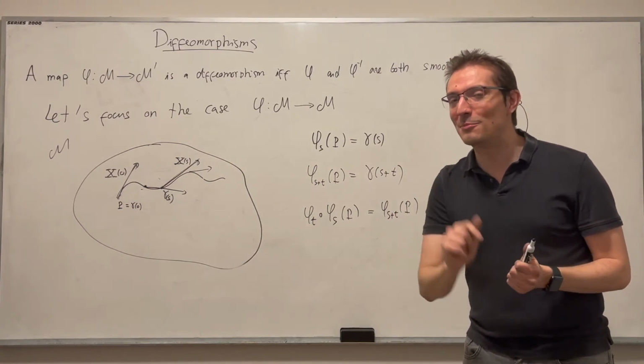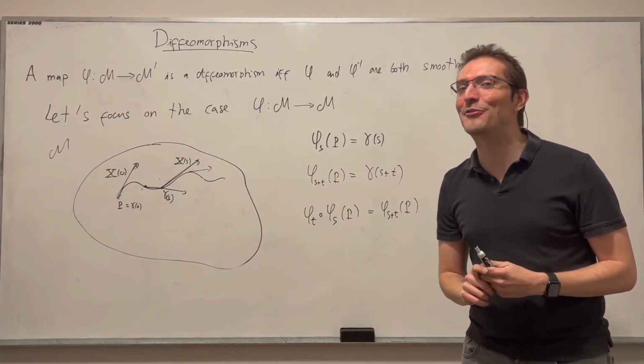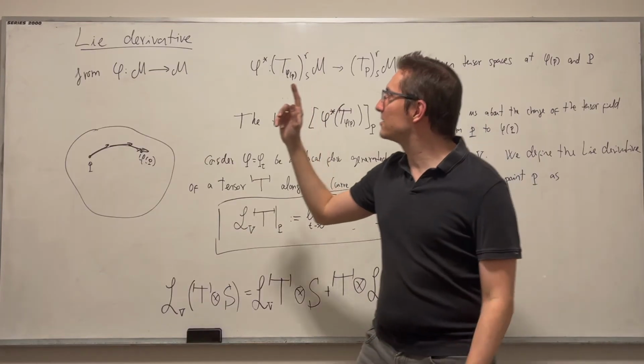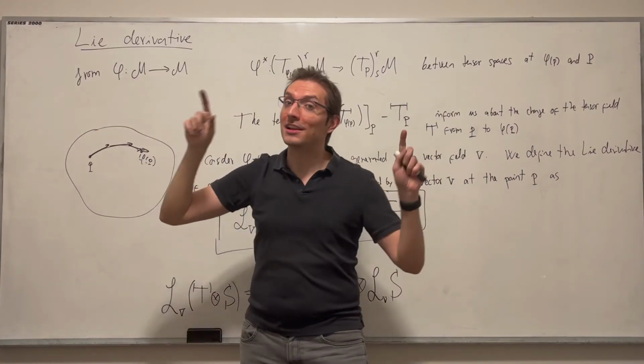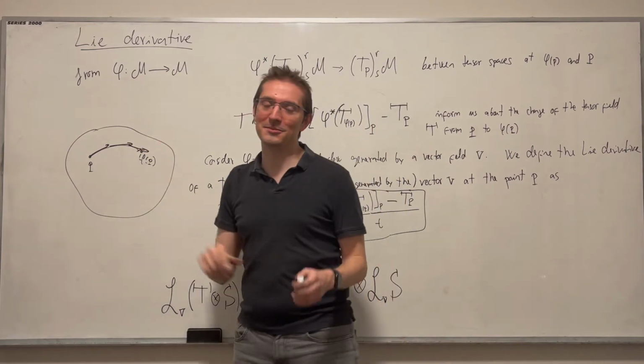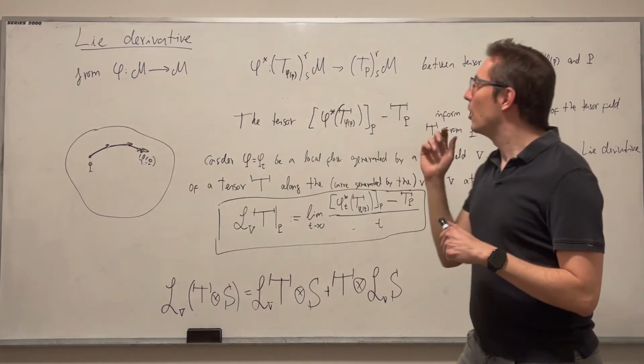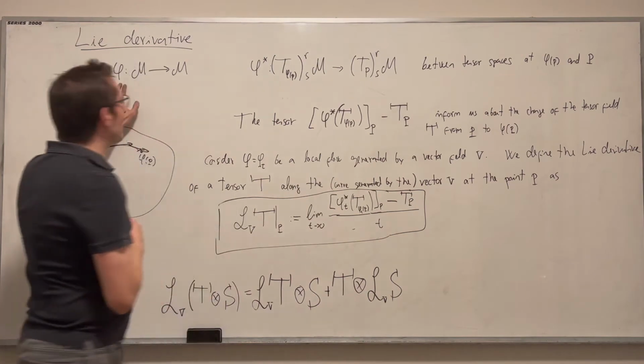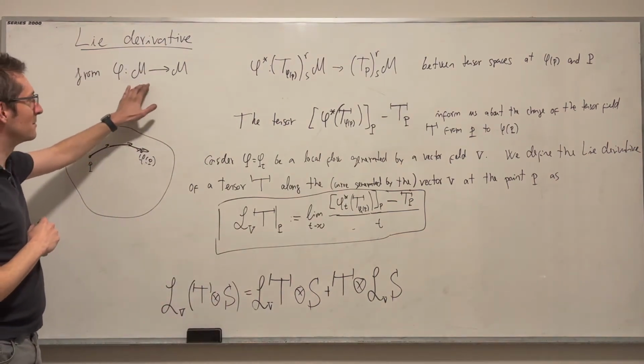All right, one more notion for this video, which is the notion of Lie derivative. Okay, let's learn about the Lie derivative. Not lie derivative, Lie derivative. Derivatives don't lie. Okay, so we have a diffeomorphism that goes from the manifold to itself.